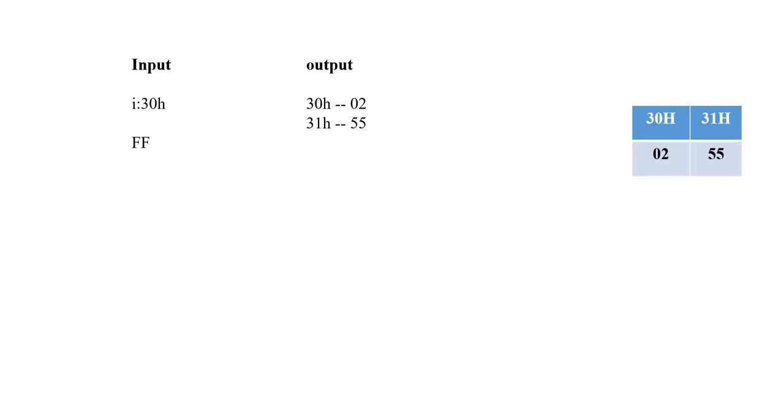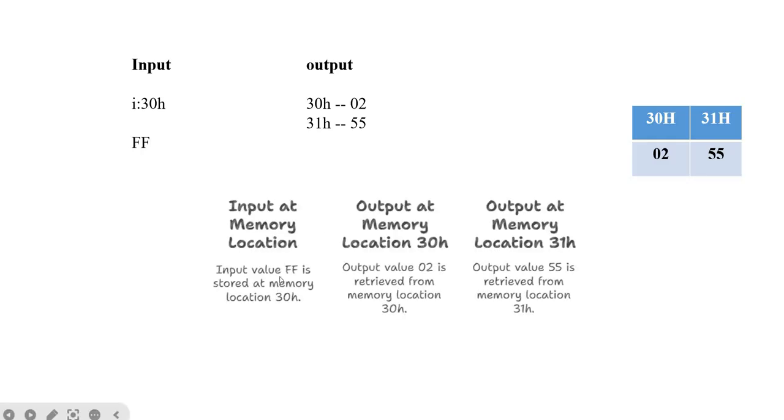So the input we are giving is FF at the 30H location, and the output we should get is 02 at the 30H memory location and 55 at the 31H memory location. So we will see the execution of the program. That is, it has to be stored like this: at 30H you must have 02, at 31H you must have 55. So we are giving the input at memory location 30H, and we are getting the output at memory locations 30H and 31H.